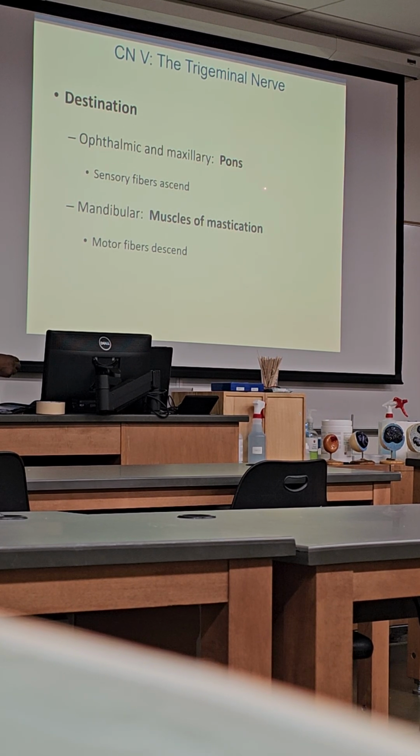Those fibers ascend. That means they're coming into the central nervous system and traveling up. So sensory is ascent, and then the mandibular branch, we're sending out motor commands to the muscles of mastication. Motor comes from the brain, fibers that are heading away from the central nervous system.